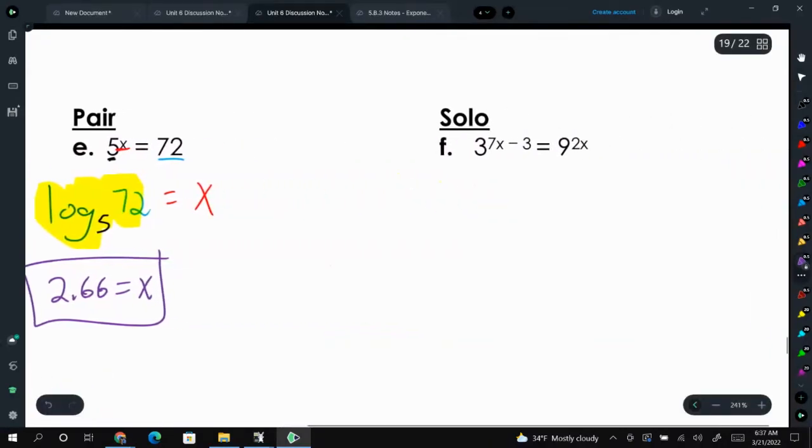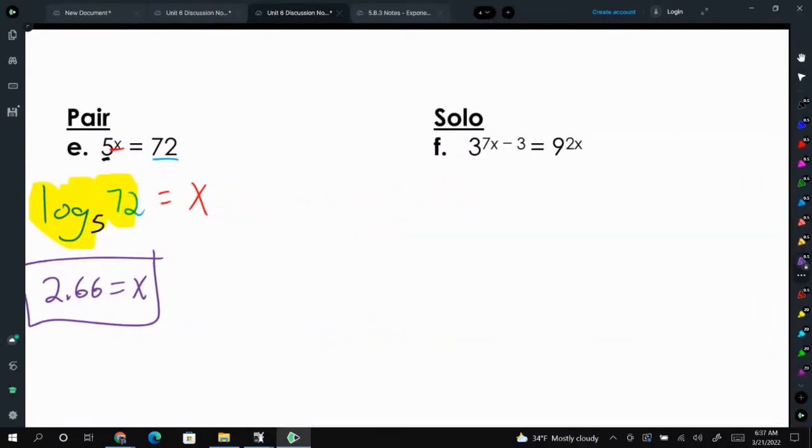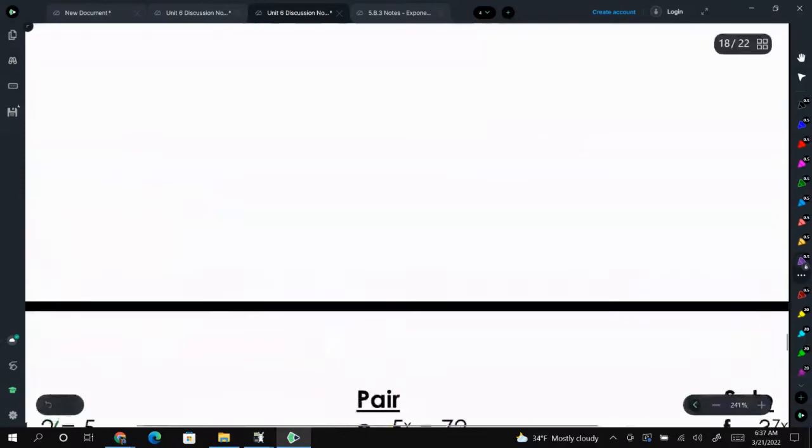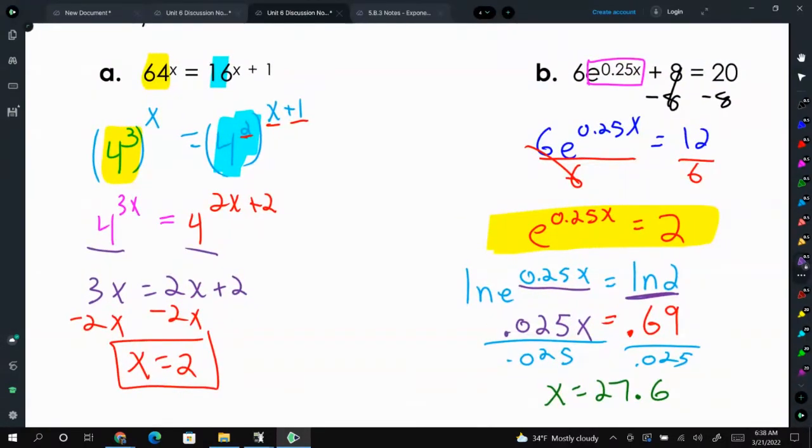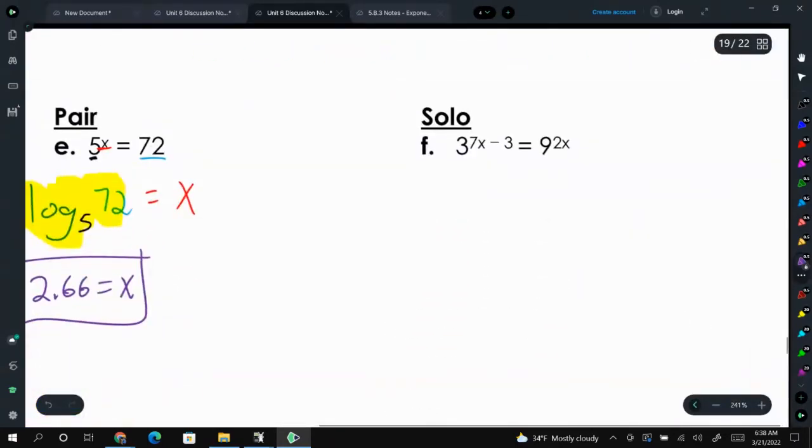And then the last one here, we could do this one the same way we did the very first one, where we rewrote it as different bases, and that will still work. But another way to do it is to take the log of both sides. So I'm going to do this problem that way. Yes, it's going to take a little bit longer than this problem up here, but what if you didn't realize that 4 to the third was 64? I want you to still be able to solve this problem.